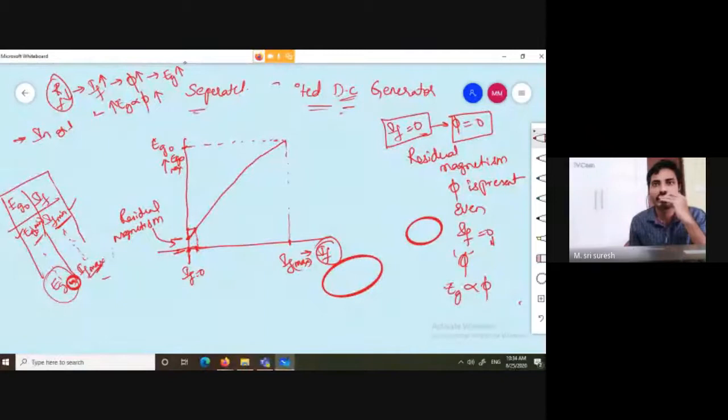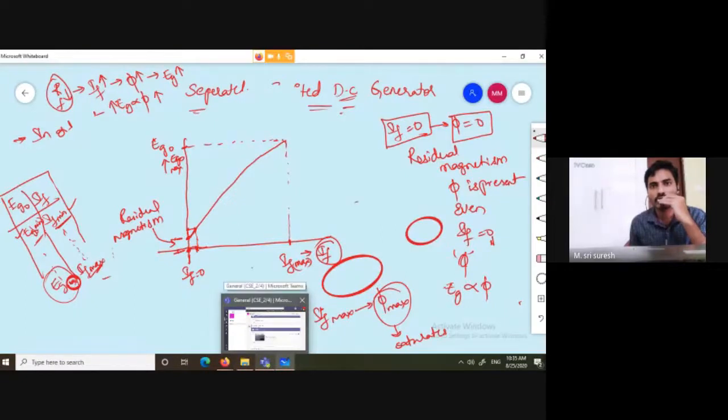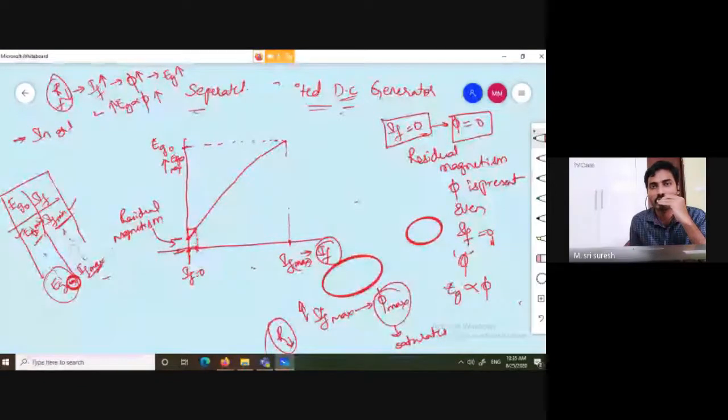After IF reaches the maximum value, what happens to flux? Flux will also reach the maximum value. That means flux is saturated. After this IF maximum, we can increase the current by reducing the field circuit resistance. By reducing the field circuit resistance, the current will increase, but the flux is saturated, so after this point the flux is maintained as constant.